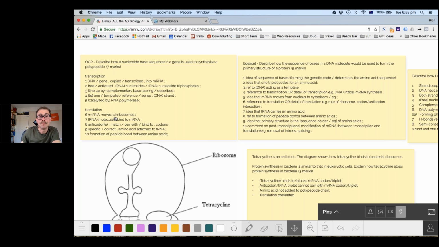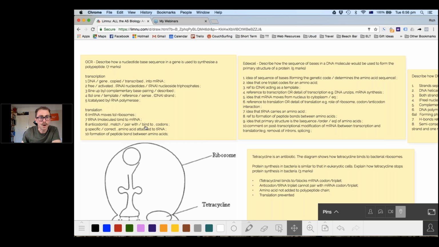Messenger RNA, I would say, moves into the cytoplasm because it leaves the nucleus, moves to a ribosome in the cytoplasm. Transfer RNA binds to the messenger RNA. The anticodon on the transfer RNA is complementary or matches or pairs to the codons on the messenger RNA. Common mistake, people refer to codons in DNA. Codons don't exist in DNA. They're triplets, but codons are messenger RNA.